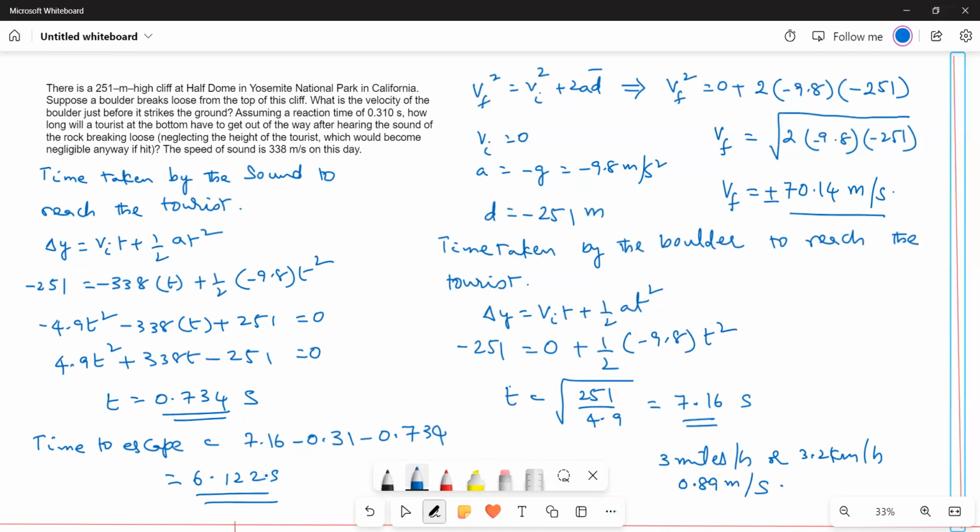So in 6 seconds, he will walk approximately around 5 meters. The tourist will walk 5 meters in 6 seconds, roughly. Okay. Suppose he walks 5 meters, he is at a safe distance from the falling boulder and he will escape the tragedy. Okay. Escape from the boulder.